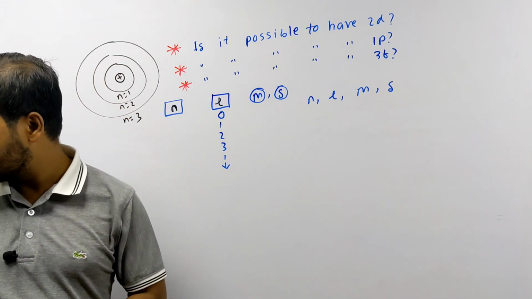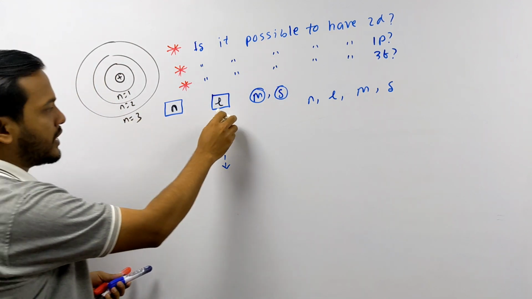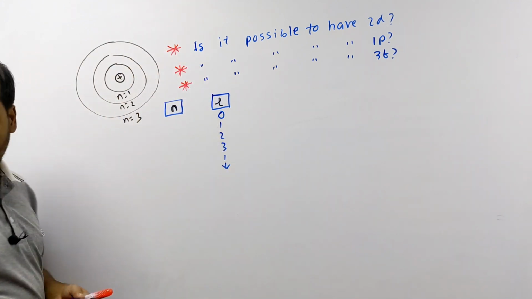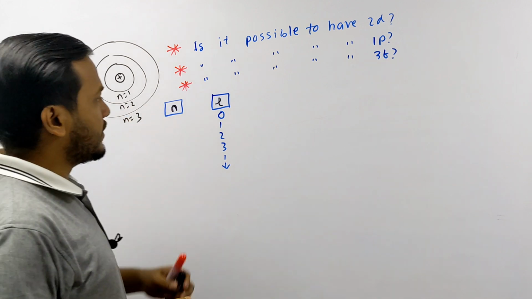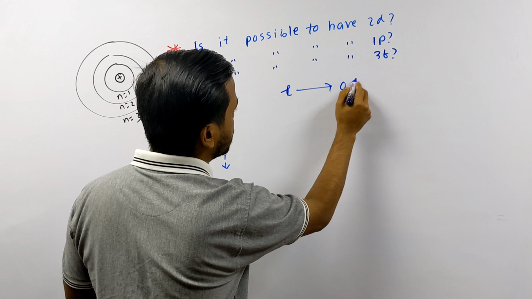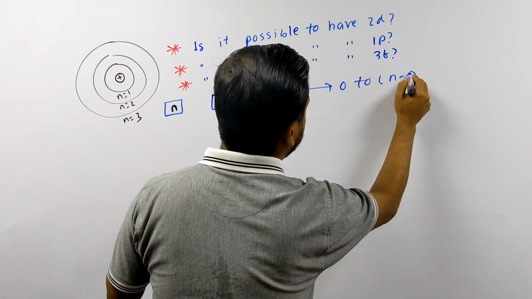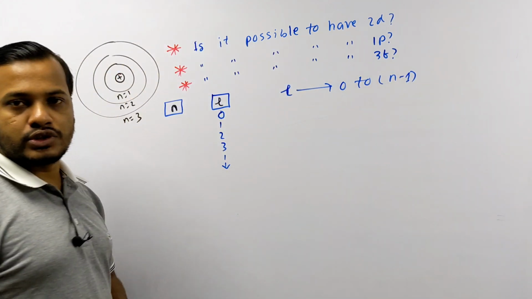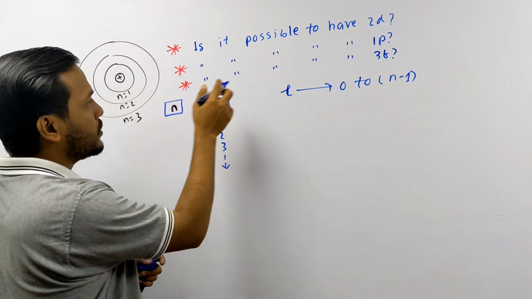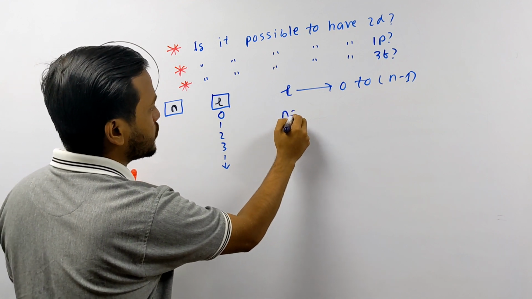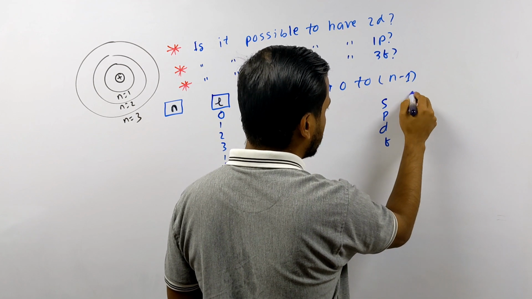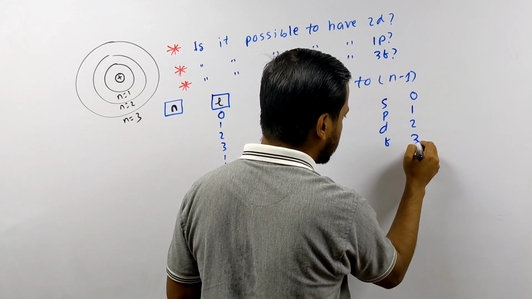For n and l, we should know that the value of l depends on n. L should be 0 to n minus 1. Also you should know s, p, d, f: the value of s is 0, p is 1, d is 2 and f is 3.